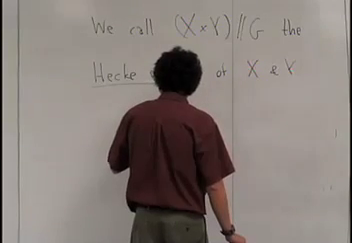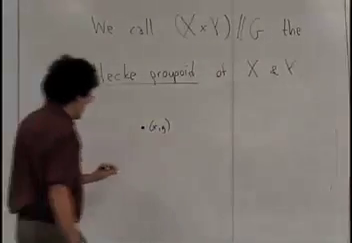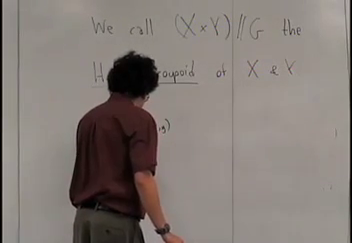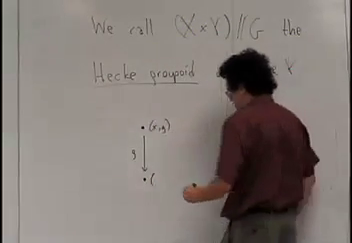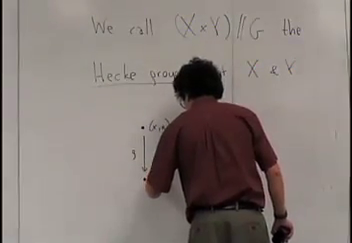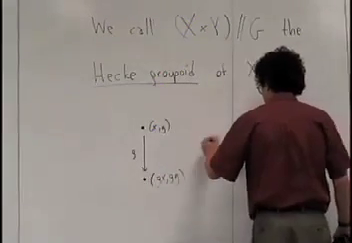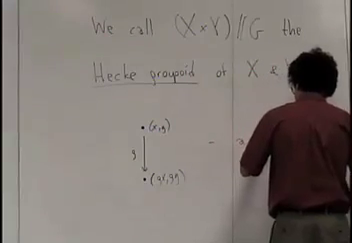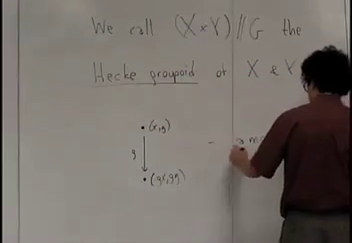So a typical object in this groupoid is an element of X times Y. A typical morphism is going to be an element of G together with that object (x, y), and we think of that as a morphism from (x, y) to (gx, gy). This is what a morphism looks like. All the morphisms are based on one.